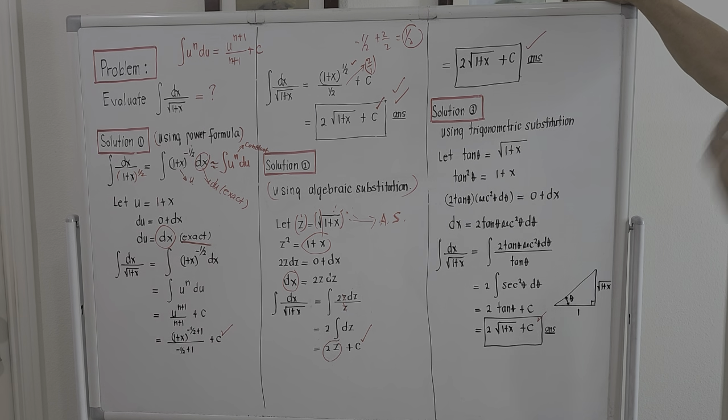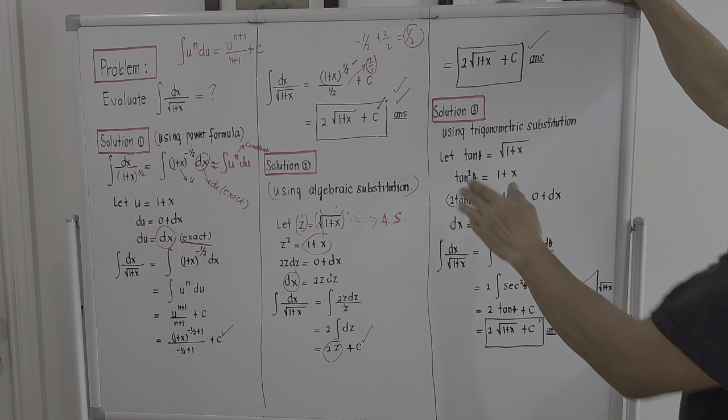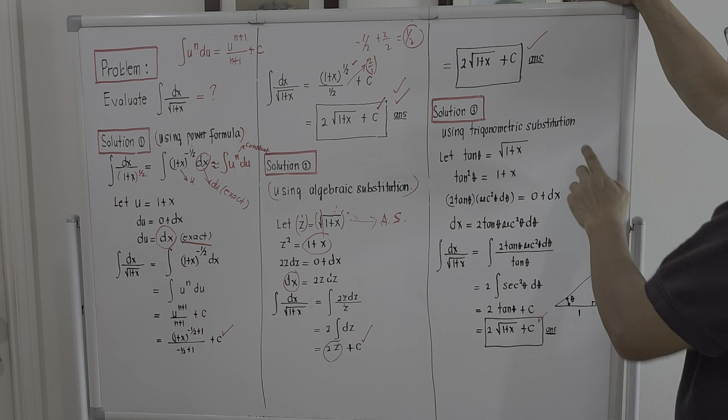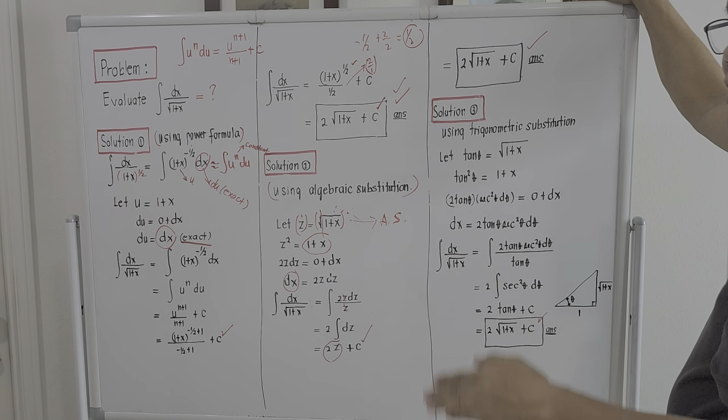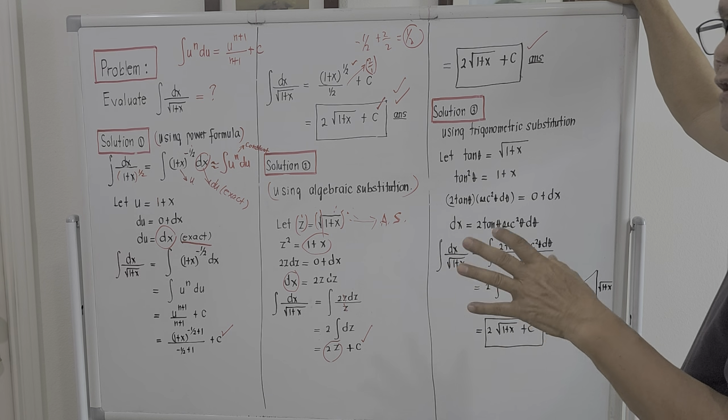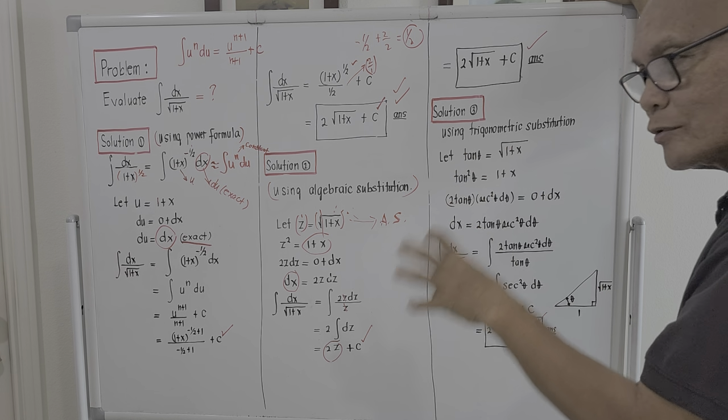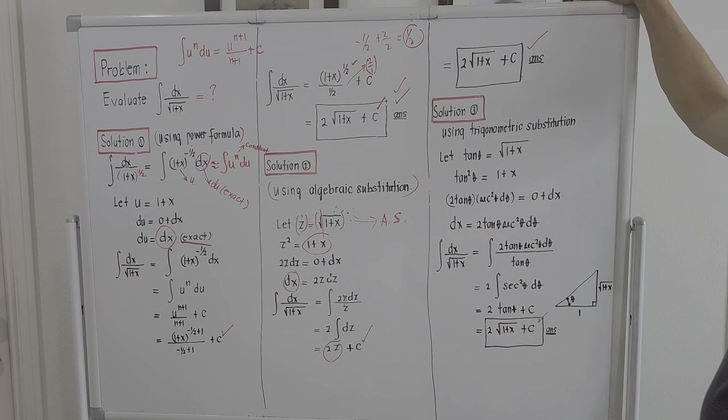Solution number 3, that is by using trigonometric substitution. So we will be using our knowledge of trigonometry. That's why in integral calculus, one of the prerequisites is your knowledge of trigonometry. And for the proper trigonometric substitution for solution number 3, we will let tangent of theta equal to the square root of 1 plus x. This is trigonometric, right? This is algebraic.